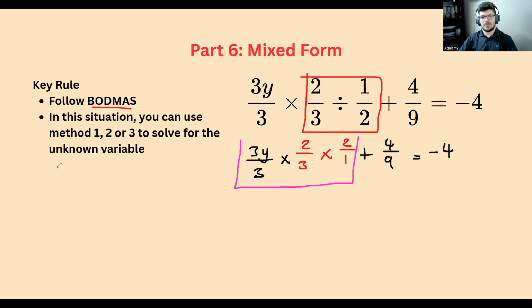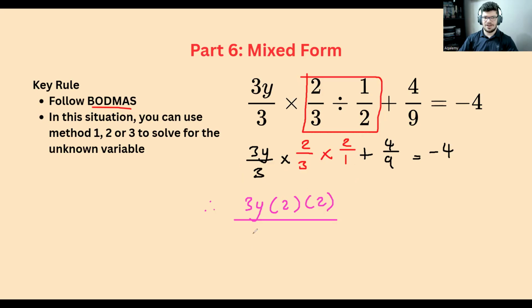But before we do that, let me show you what it actually looks like. Multiply all the numerators with numerators, denominators with denominators. It's going to be 3y, okay? Multiply by 2, multiply by 2. Do you see it? And then at the bottom, we have 3 multiplied by 3 multiplied by 1. We get it over here. We write the remaining equation, plus 4 over 9 is equal to -4.